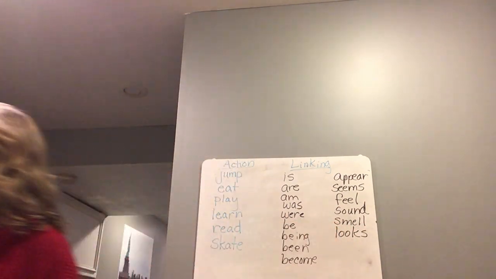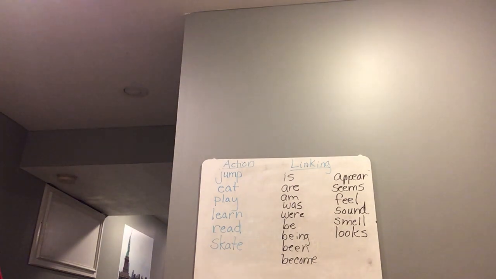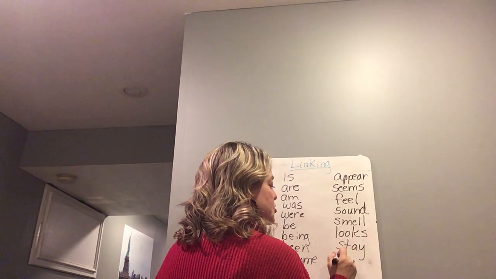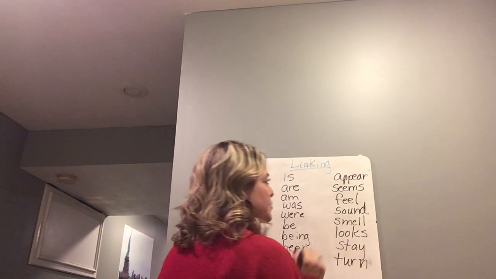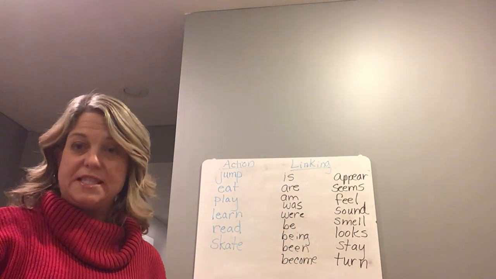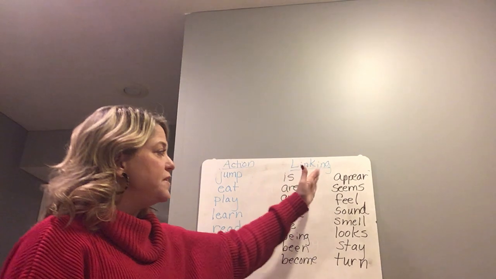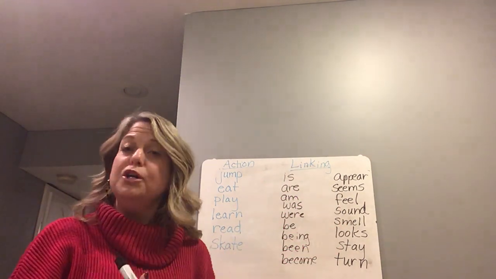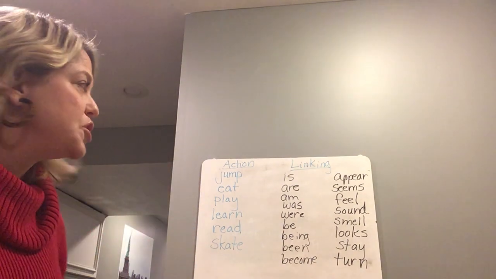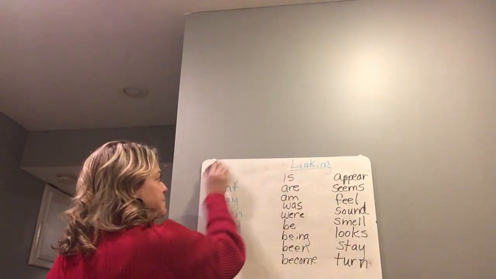Let's see, I have a list over here. What are some other ones? Stay, turn. It's another one. A lot of these have to do with the senses. So if it has something to do with the senses, it could be a linking verb, but you just have to see how it's used in the sentence. So let me show you some examples of what I mean.